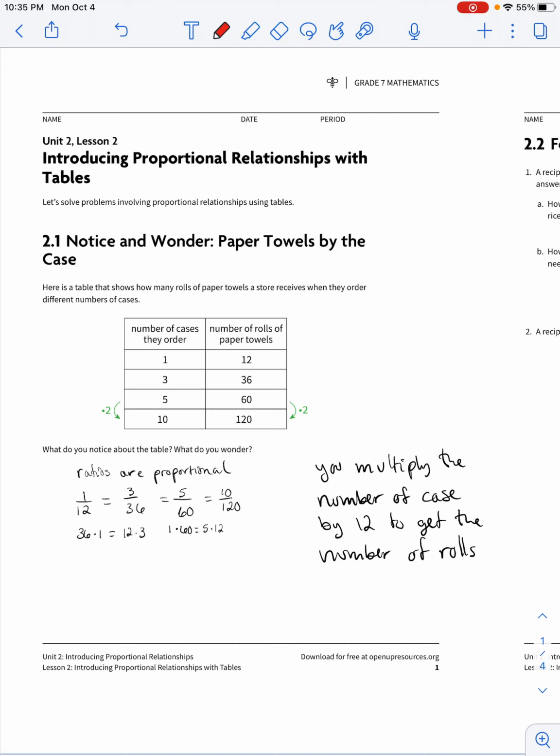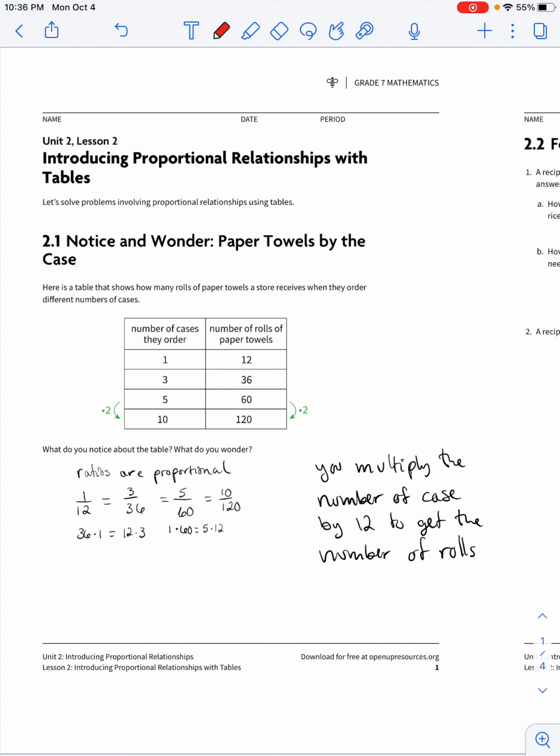So what you notice here is that they're all equivalent ratios. If you have one case, you get 12. If you have 3 cases, you get 36. Well, 1 and 12 are equivalent ratios. If we take the cross products, 1 times 36 is equal to 12 times 3. They're both equal to 36. Likewise with 1/12 and 5/60. So 1 times 60 is 60. 5 times 12 is 60 as well. And you'll find the same thing with 10 over 120.